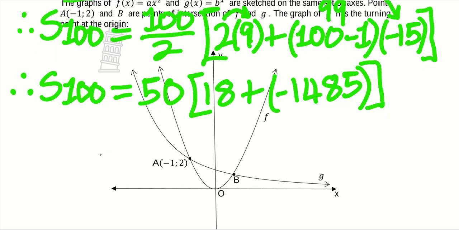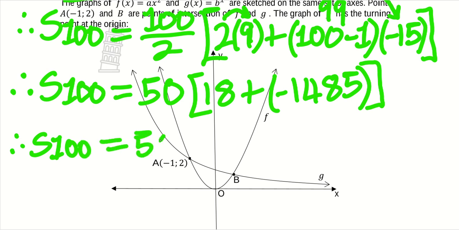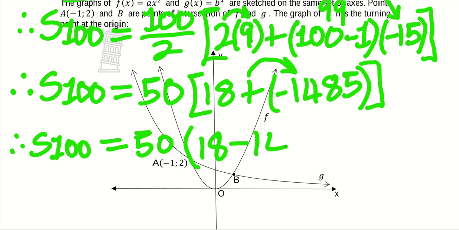Now it's simplified, but I'll just go on further with you, né? You just decide how to do it. S100 is equal to 50. Then our brackets here, we have 18. Then here we can times the positive into the brackets. So it's gonna be positive times negative, né? Because we have a negative for the 1485. Positive times negative is negative since the signs are different. So you get negative 1485.